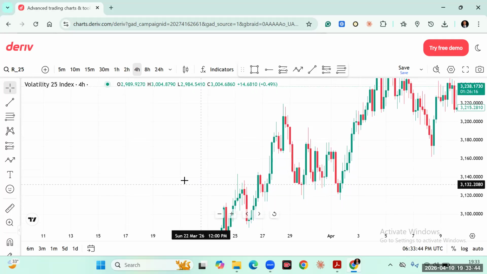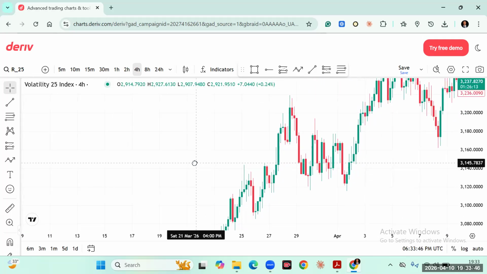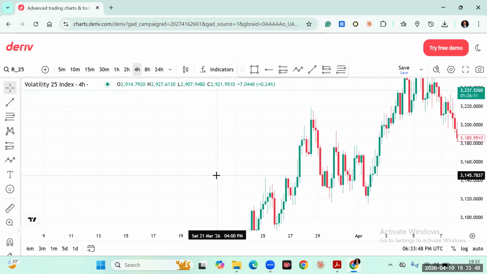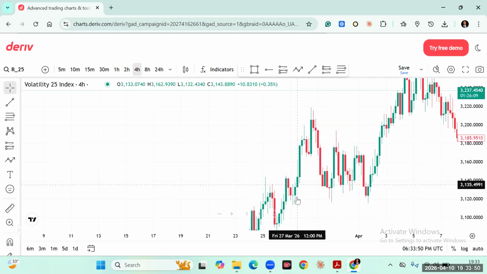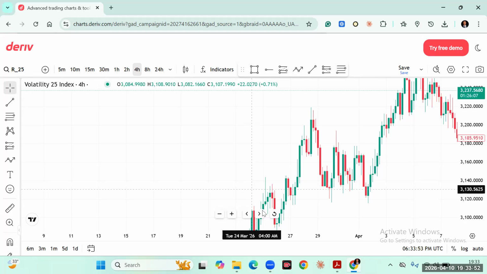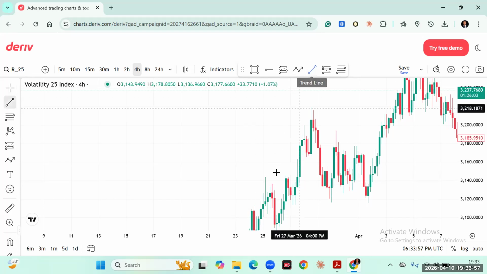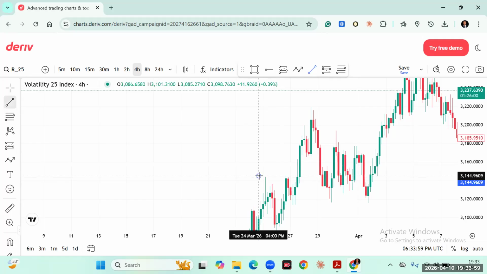So this 25 has been buying, and you would think that it has really left you, but it came here and formed this structure, and so this was what it did here. It came here and broke above this resistance, and this is RBS.